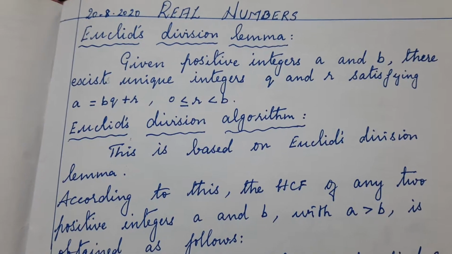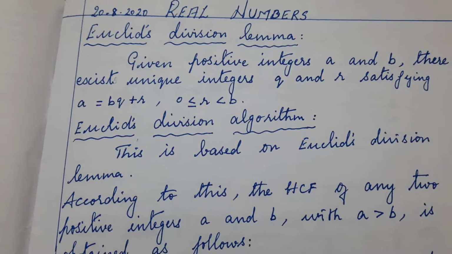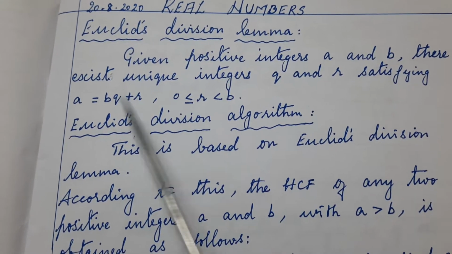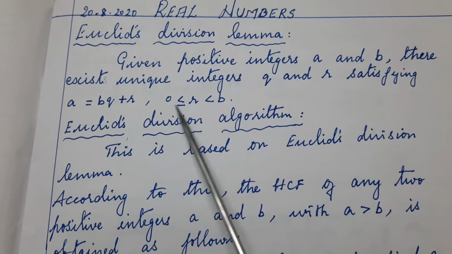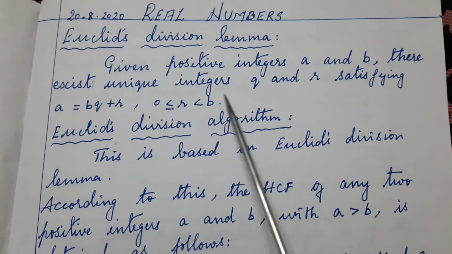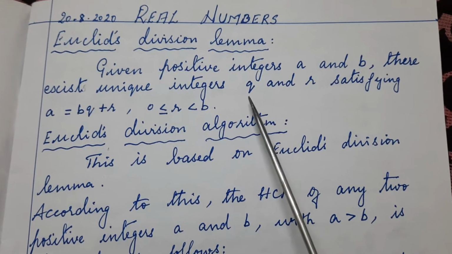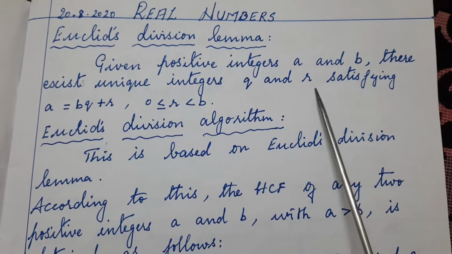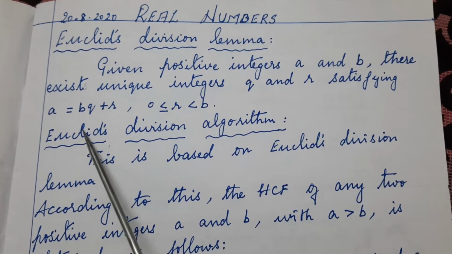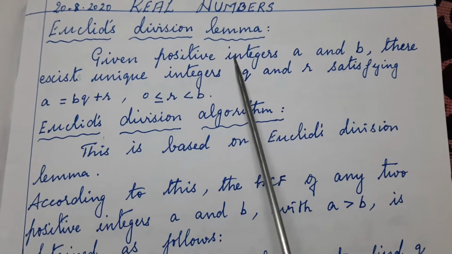Now, what is Euclid's division lemma? Given positive integers a and b, there exist unique integers q and r satisfying a = bq + r, 0 ≤ r < b. What does it mean? You know very well, when you divide a dividend by a divisor, you get a quotient and the remainder. So now, in this, the condition is, dividend is equal to divisor into quotient plus remainder. So, a and b are the positive integers.